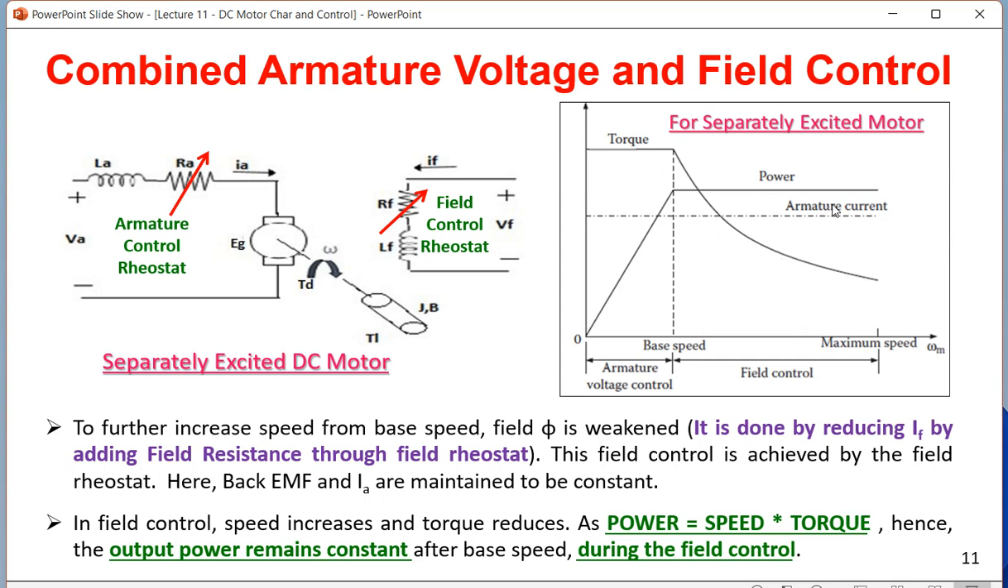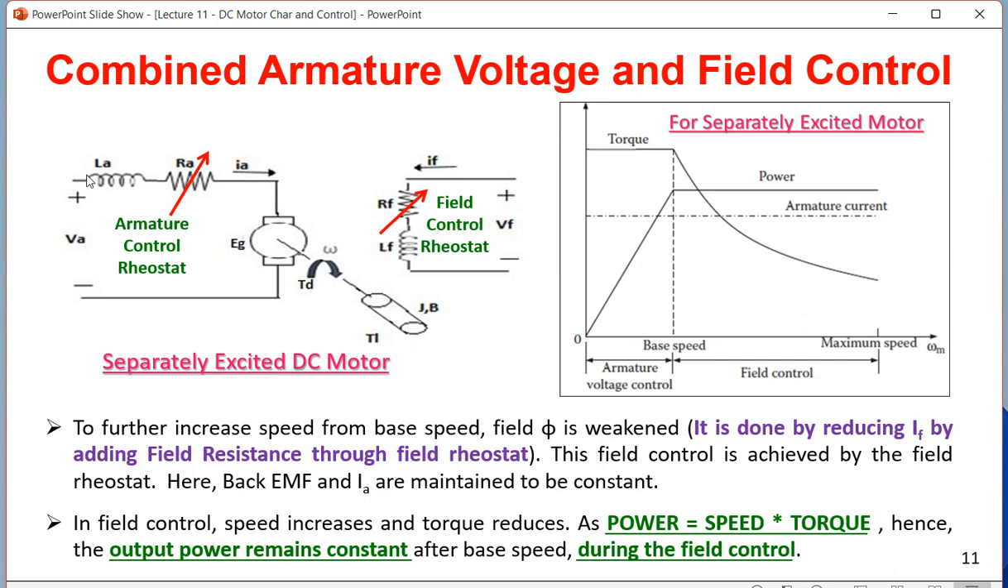Again, I am repeating the same thing. What is the job of armature voltage control? To keep the torque constant between 0 to the base speed. Base speed means where you are changing the gear. So from 0 to base speed you are in the first gear, and after that you are going to change your gear from first gear to second gear. Like that. So it is a very simple thing. There is nothing difficult.